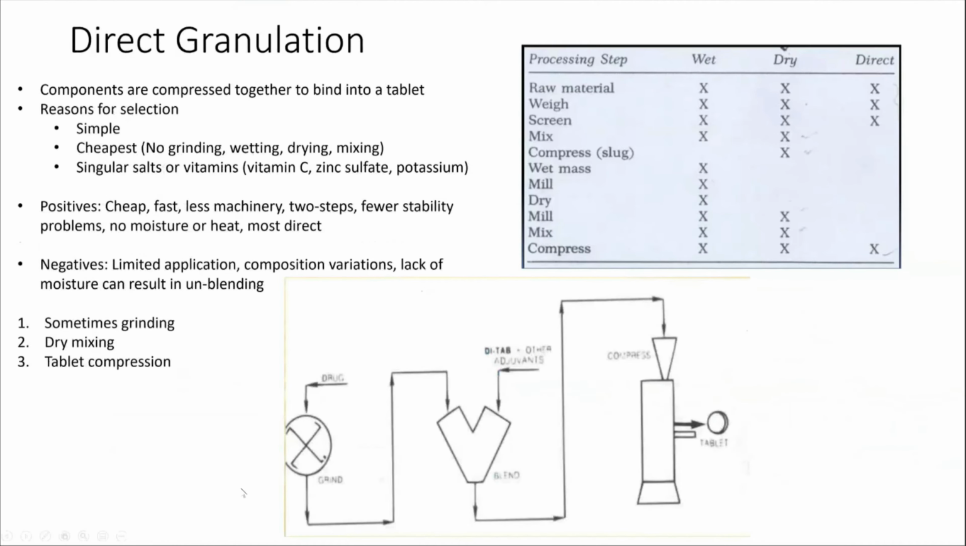All right, so now the simplest one, direct granulation. So direct granulation, the components are mixed together and then they are compressed. That's it. And they make a pill. Very easy. So it's the cheapest. There's no grinding. There's no wetting. There's no extended mixing. It's only mixed in 1 or 2 steps, not like 10 steps.